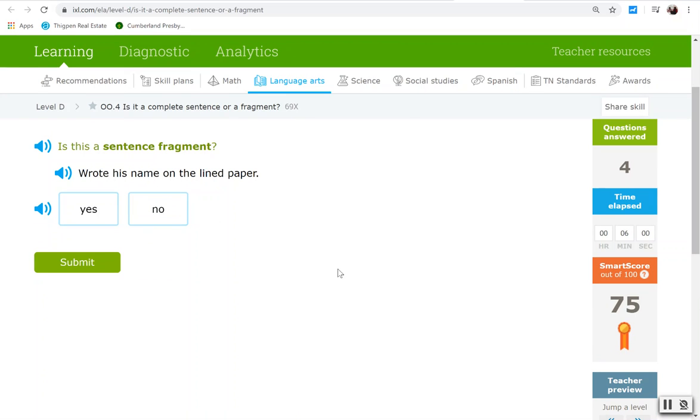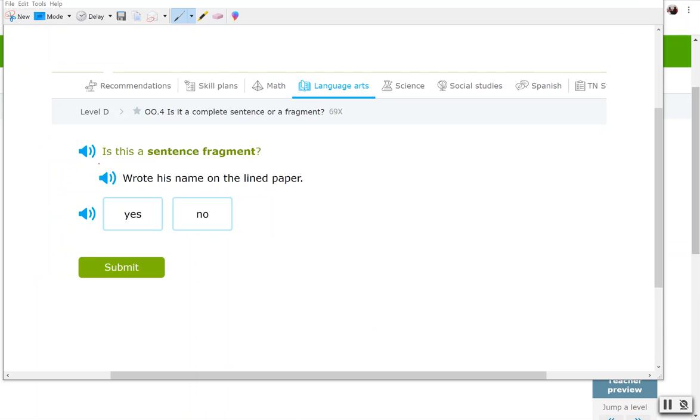All right. How about this? Is this a sentence fragment? Wrote his name on the lined paper. So we've got a verb for sure. That's wrote. But who wrote? We don't actually have a subject. We can make some assumptions because it says his name, but we don't have a subject. So the answer is, is this a sentence fragment? Yeah, it is.